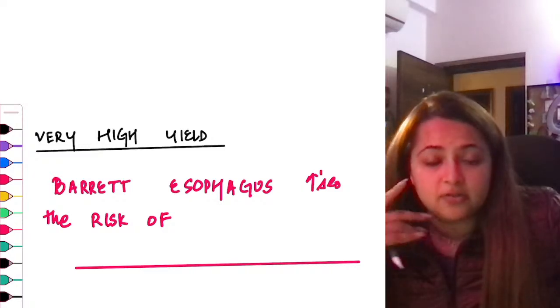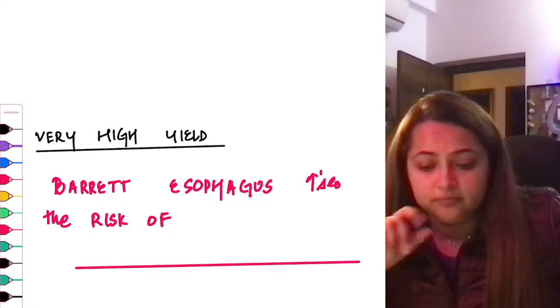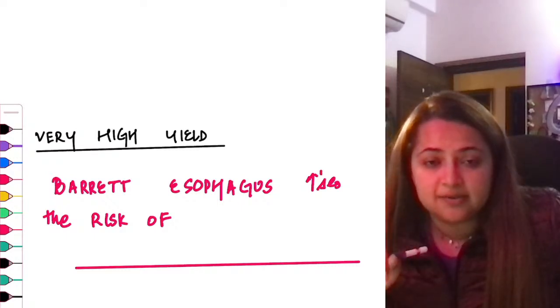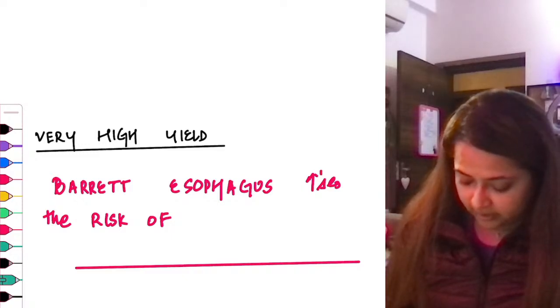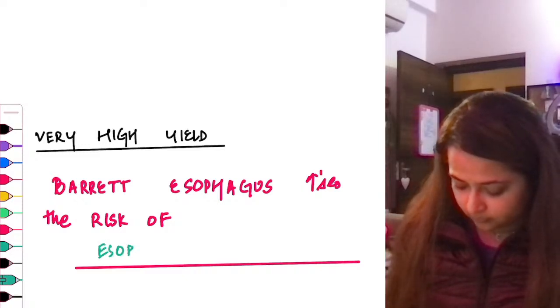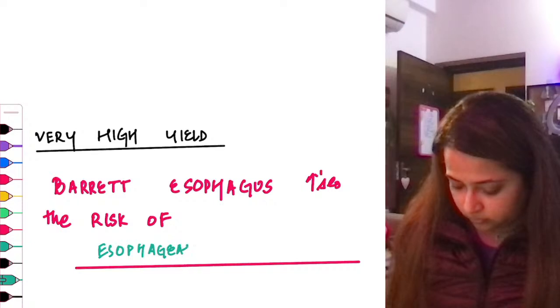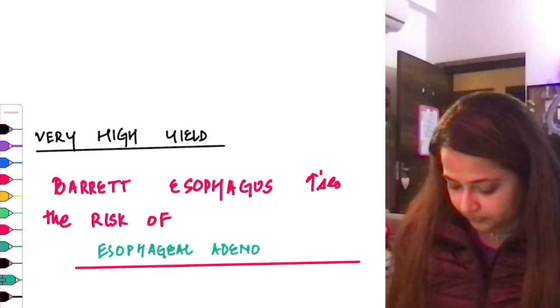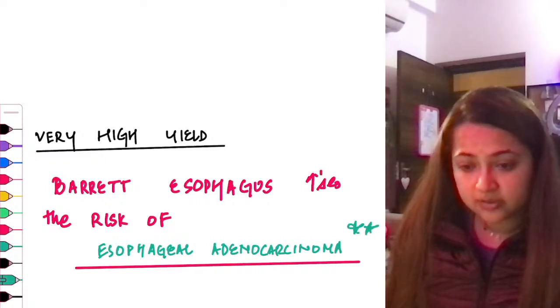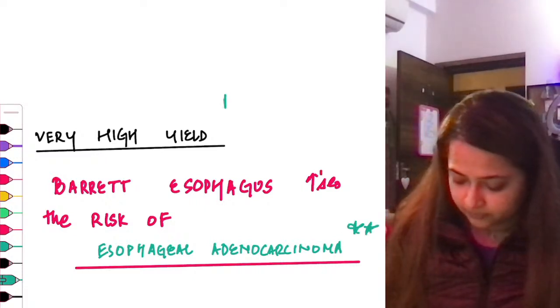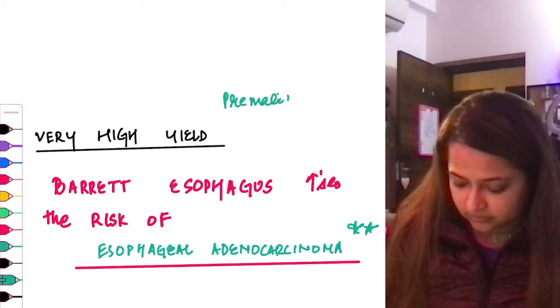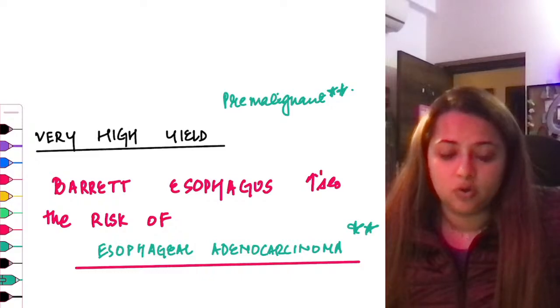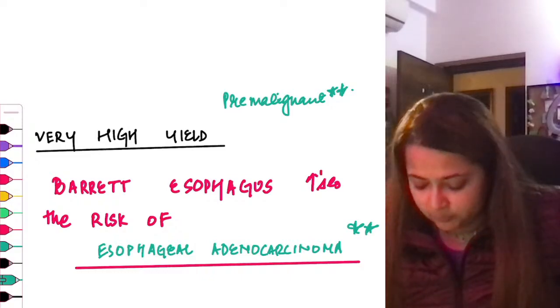So it is written in front of you. Barrett esophagus increases the risk of dash. Okay, so what will you fill here? Your answer is going to be esophageal adenocarcinoma. Okay, so that means Barrett esophagus is a pre-malignant condition. All right. Moving on to the next point.